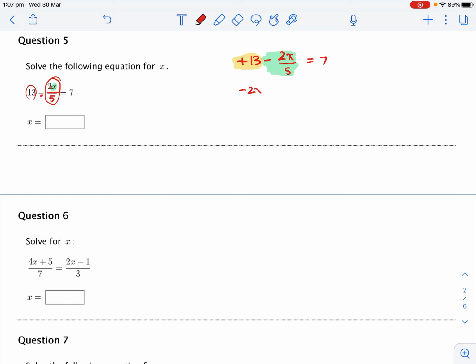So many students like this equation to be rearranged into the form that they're used to seeing, which is this one.